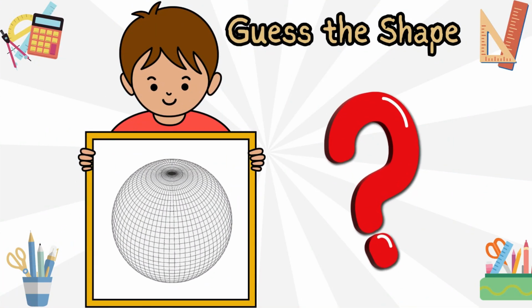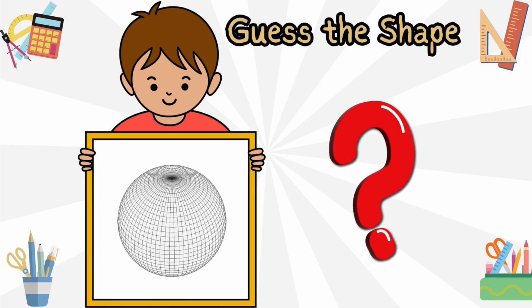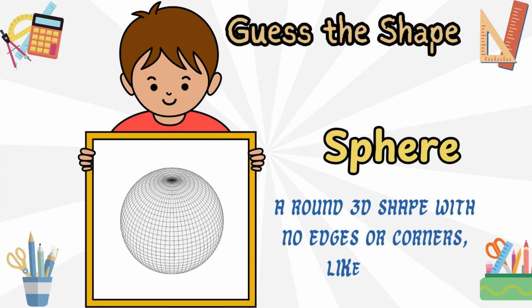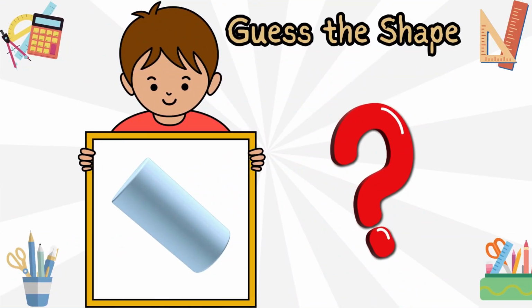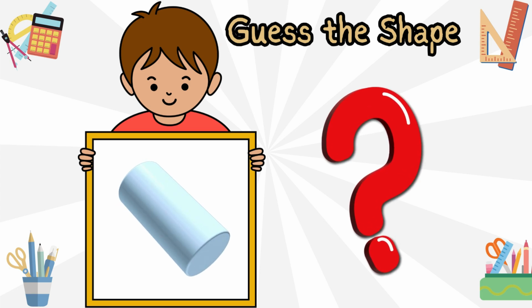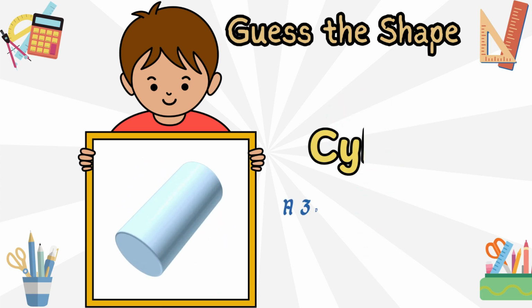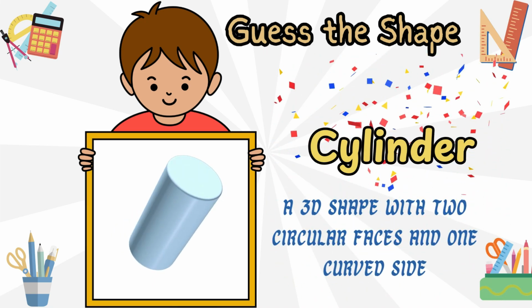Can you guess this shape? Sphere. A round 3D shape with no edges or corners, like a ball. What about this one? Cylinder. 3D shape with 2 circular faces and 1 curved side.